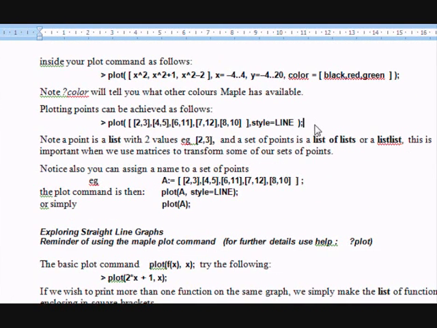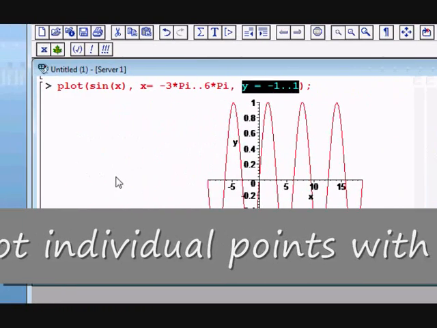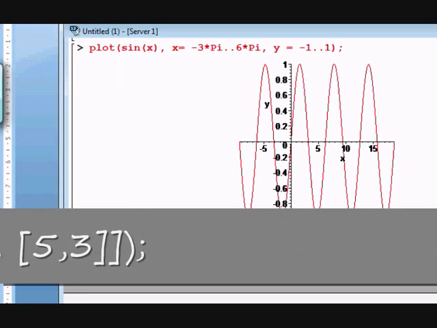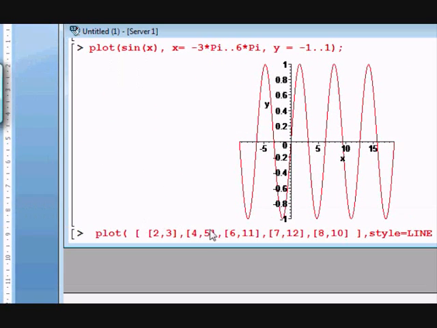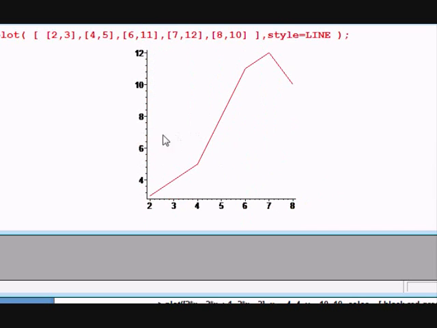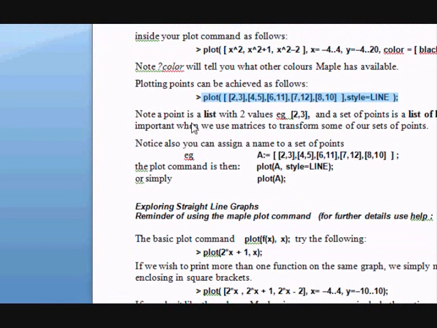Just moving on through the sheet, we can also plot individual points, and I do this by grouping numbers within square brackets. So if you look, I'm going to plot points 2, 3, 4, 5, 6, 11, 7, 12, and 8, 10, and I'm going to join them up with a line, and there we have it. You can draw all sorts of shapes using these sorts of techniques.